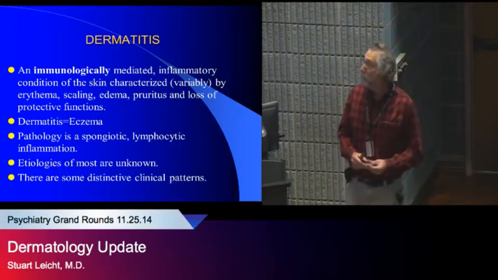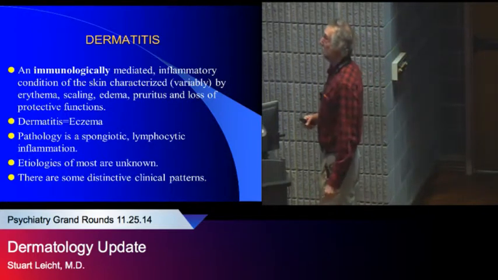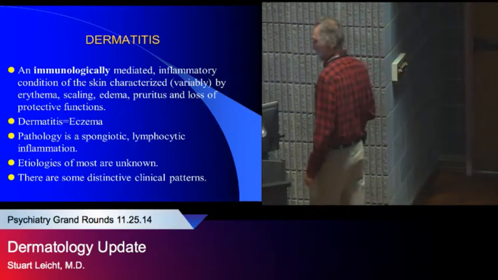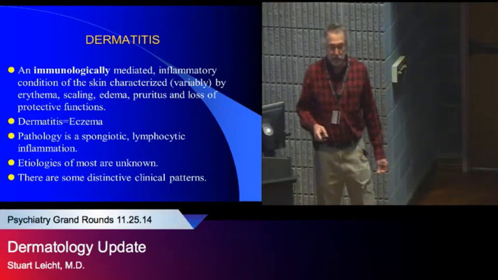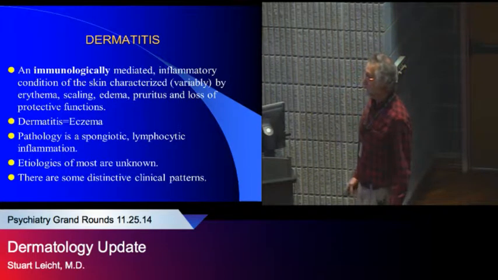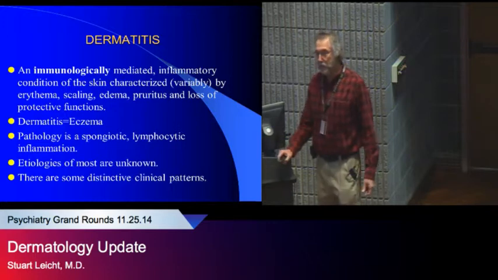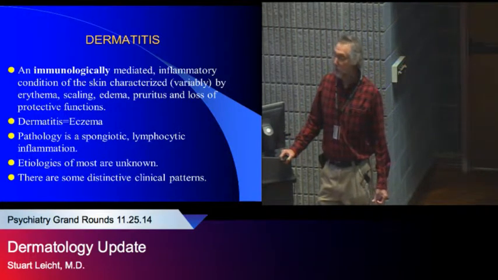By definition, dermatitis is an immunologically mediated inflammatory disease. It's characterized by erythema, scaling, edema, itching, and loss of protective function. So it's a process where you get a non-specific inflammation of the skin, as we're going to go through. From the standpoint of discussions and what you read in the book, dermatitis is essentially a synonymous term with eczema, which is an older term.